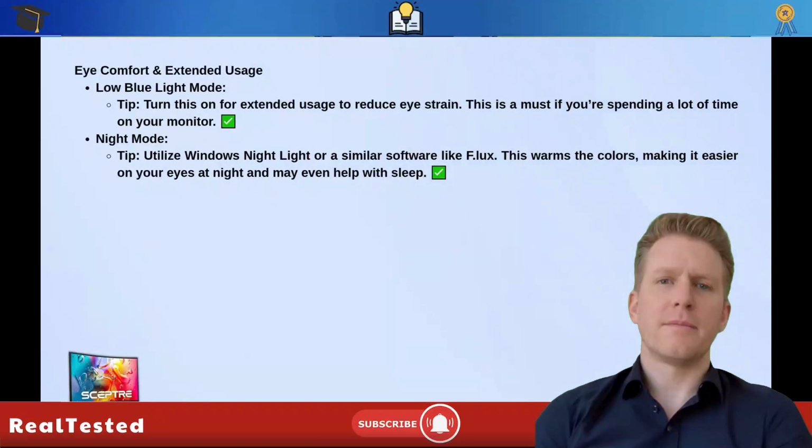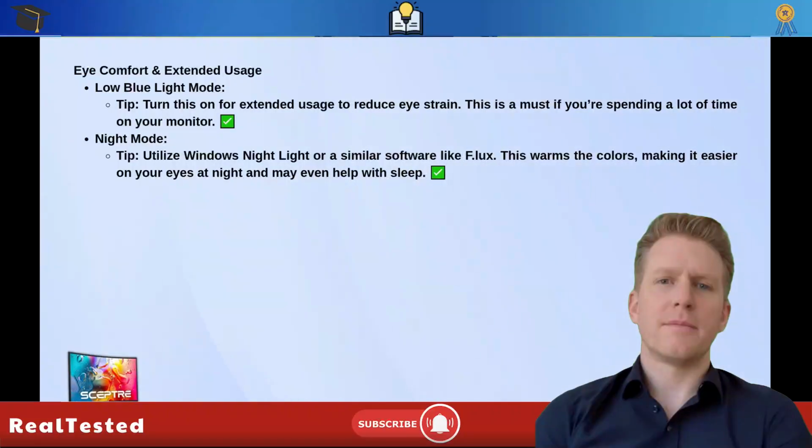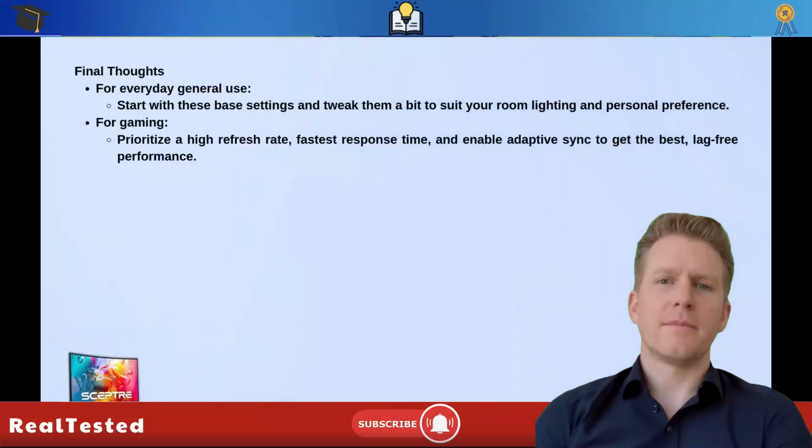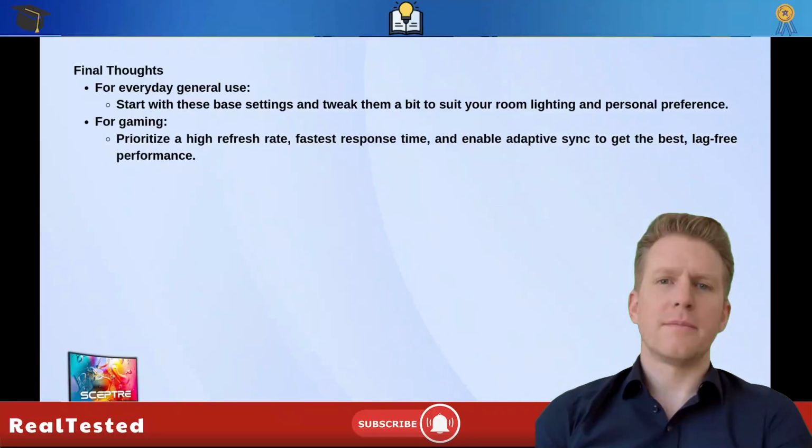You can also enable Windows Night Light or use f.lux to warm the display in the evening. This helps significantly when winding down before bed. To recap, use the suggested brightness and gamma for daily work, then maximize your refresh rate, and enable adaptive sync for the best gaming experience.